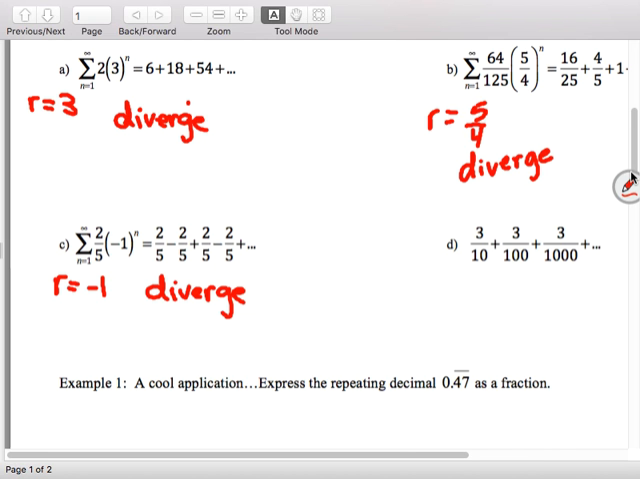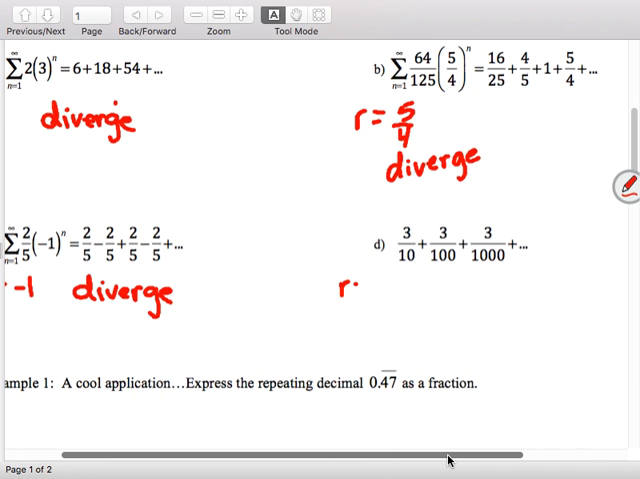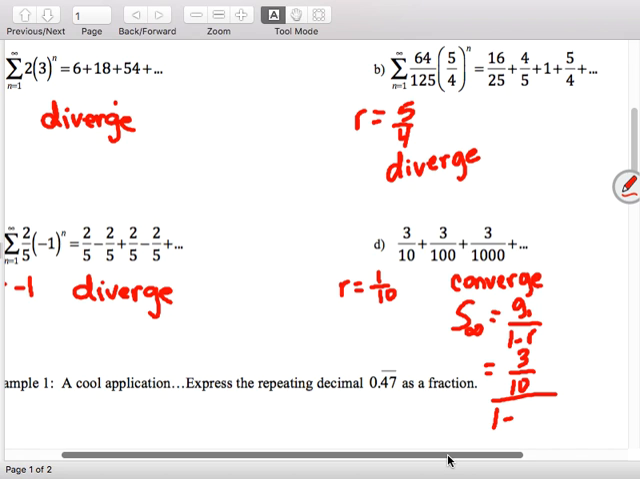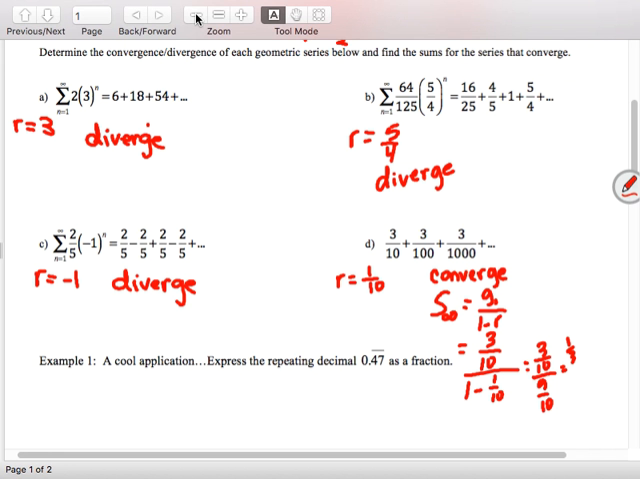All right, letter D. What was R here? 1/10. So this one's going to converge. We're going to use S sub infinity, or just S, equals G sub 1 over 1 minus R. The first term is 3/10 over 1 minus 1/10. That's 3/10 over 9/10. That's 3/9 or 1/3. But I think you can sort of figure that out, right? Can't you figure out that that is 0.3 repeating?